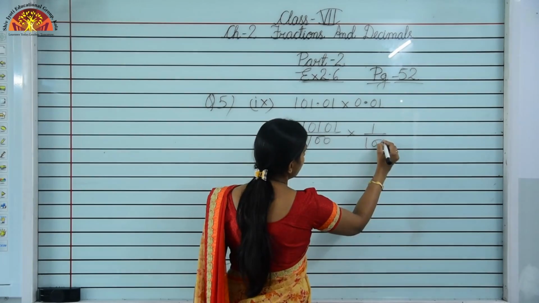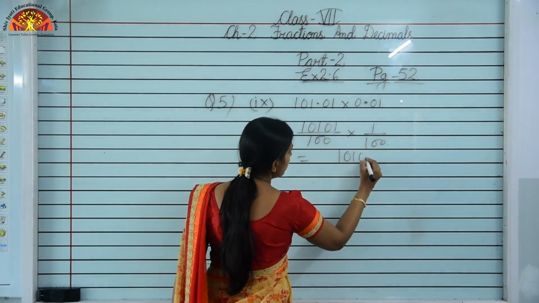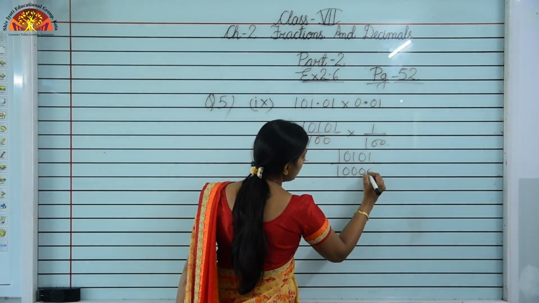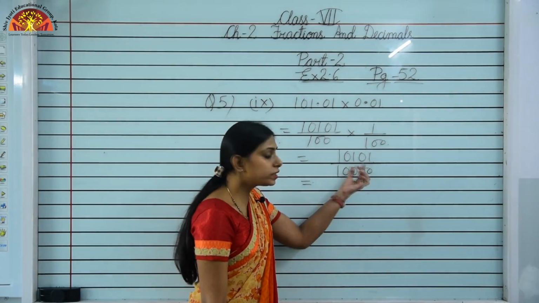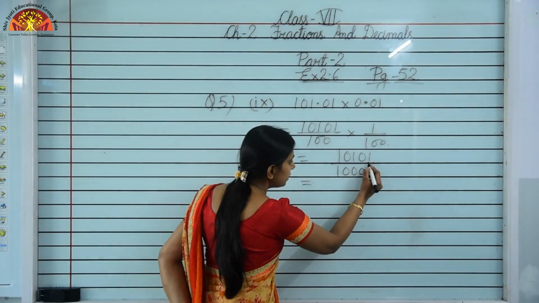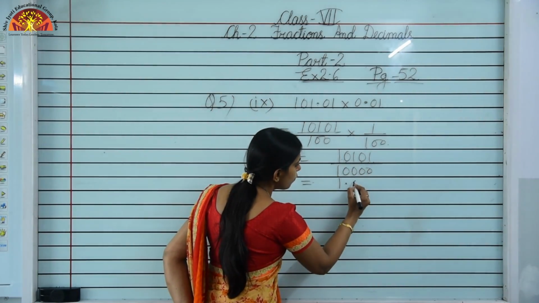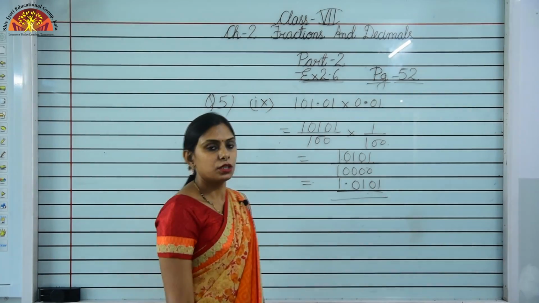1 upon 100. So 10101 into 1, that is 10101. How many zeros are there? 1, 2, 3, 4. Now you have to place the decimal after the four digits from the right. So 1, 2, 3, 4. So it will come here. So 1.0101 is your answer. Got it?